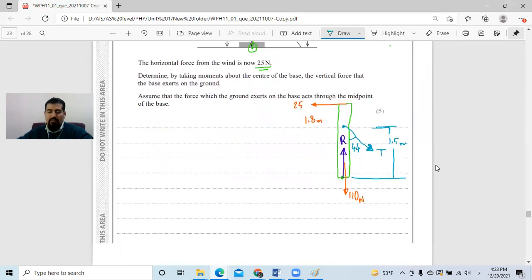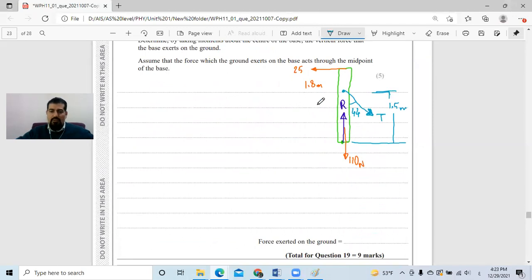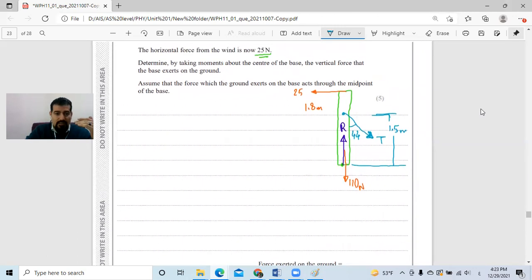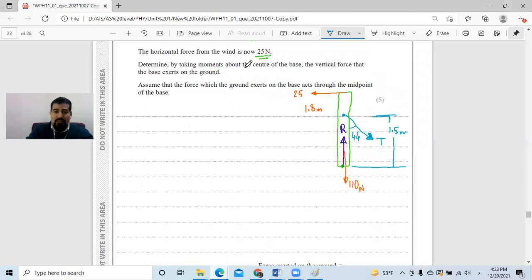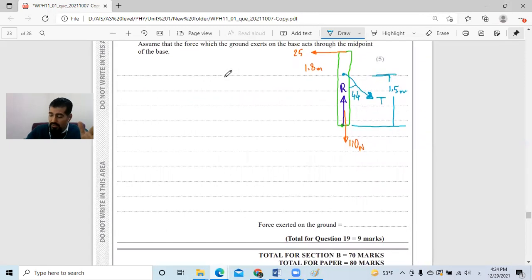Now, what are the formulas that we have in this question? All the forces are here. We have two formulas as usual. Number one, moment clockwise equals moment anti-clockwise. Number two, forces up equal forces down. Now, they ask about the force of what? Of the normal contact from the ground. Look here: determine by taking the moment about the center of the base, the vertical force that the base exerts on the ground, the normal reaction upwards. That's what they ask for, and that's the last question here.